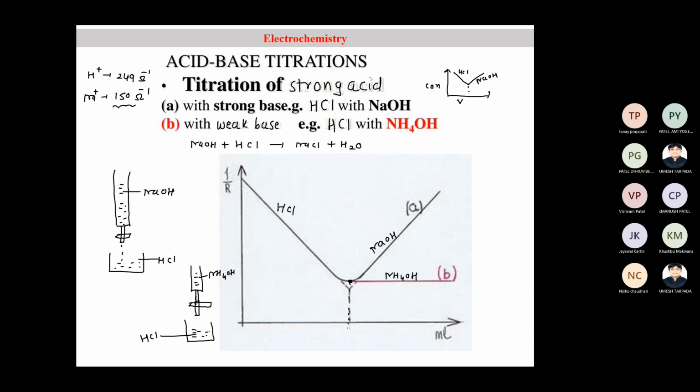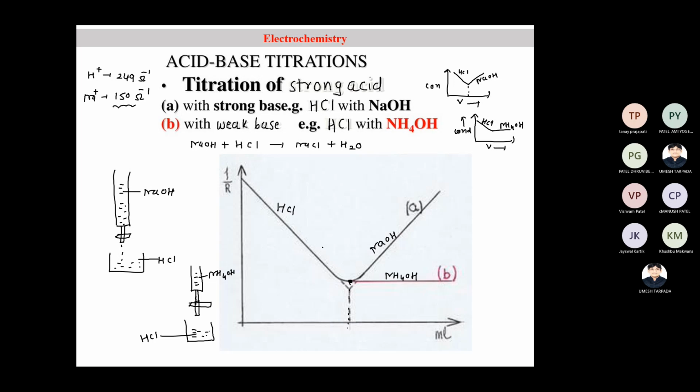If you have a plot of weak base versus strong acid, then this is the nature. Here it's NH4OH. So this is the signature. I have drawn the combined plot of both.